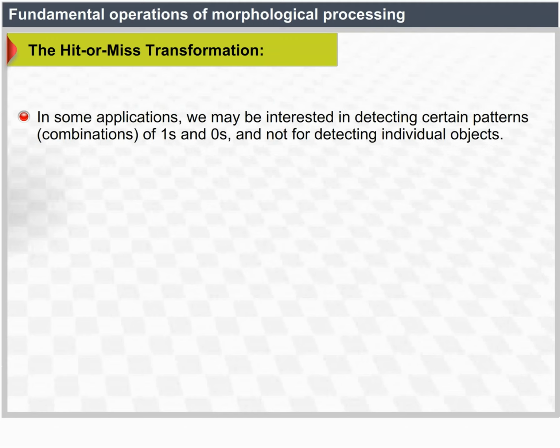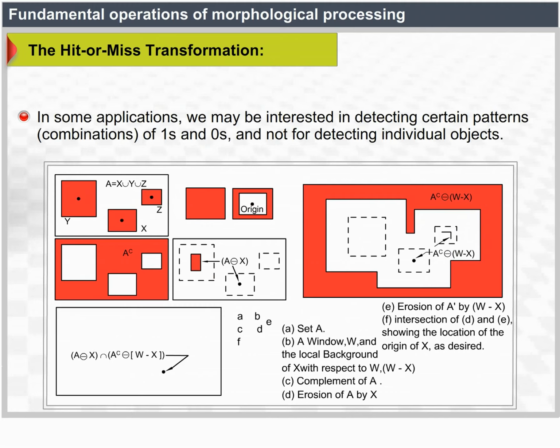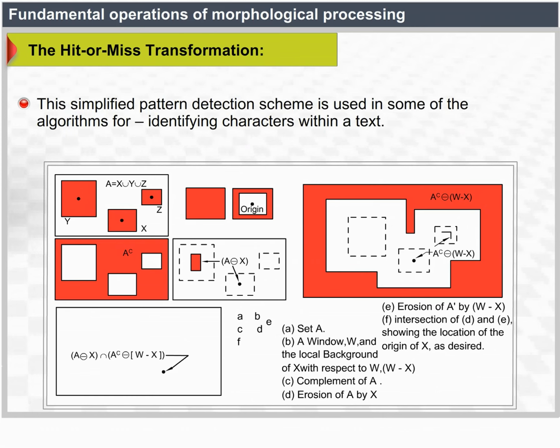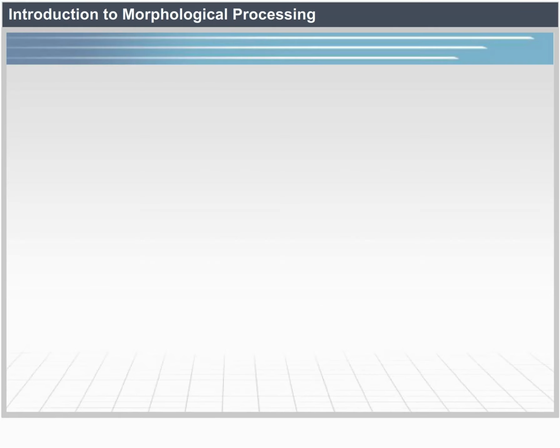In some applications, we may be interested in detecting certain patterns, combinations of ones and zeros, and not individual objects. In this case, a background is not required. The hit or miss transform reduces to simple erosion. This simplified pattern detection scheme is used in some of the algorithms for identifying characters within a text. Introduction to morphological processing.